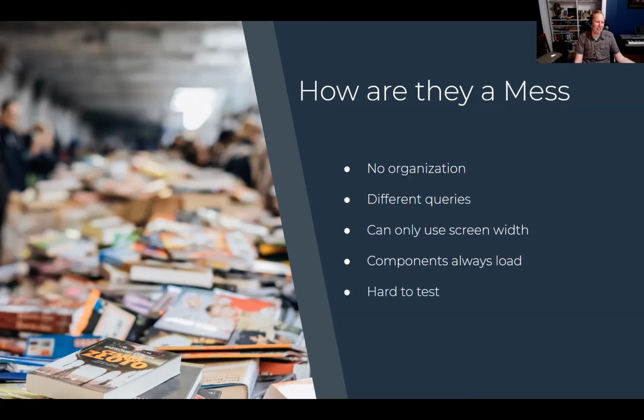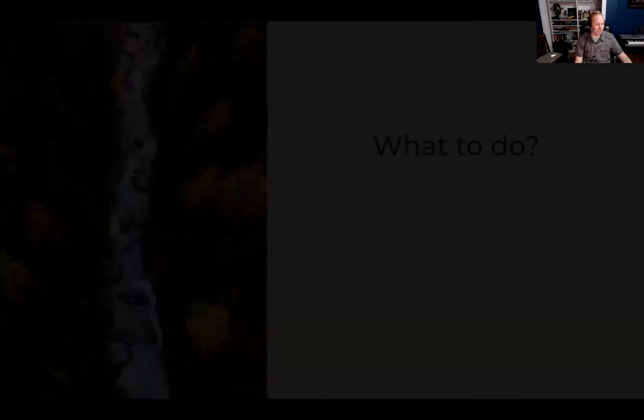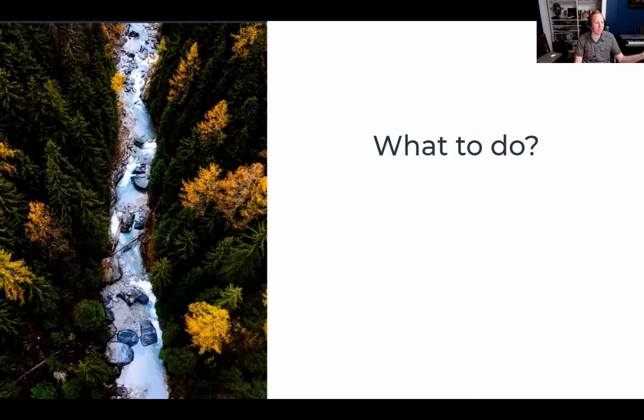And then it's hard to test media queries without resorting to something like visual regression testing, where you're taking pictures and comparing them against other pictures, which isn't always fun. It'd be nice to be able to do that in code in a reasonable way. So what do we do? There's a bunch of problems with media queries. They're kind of a mess.